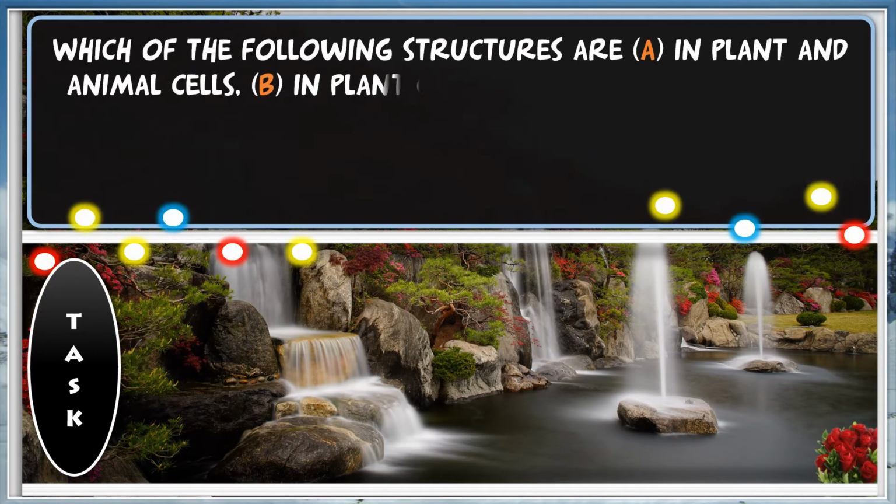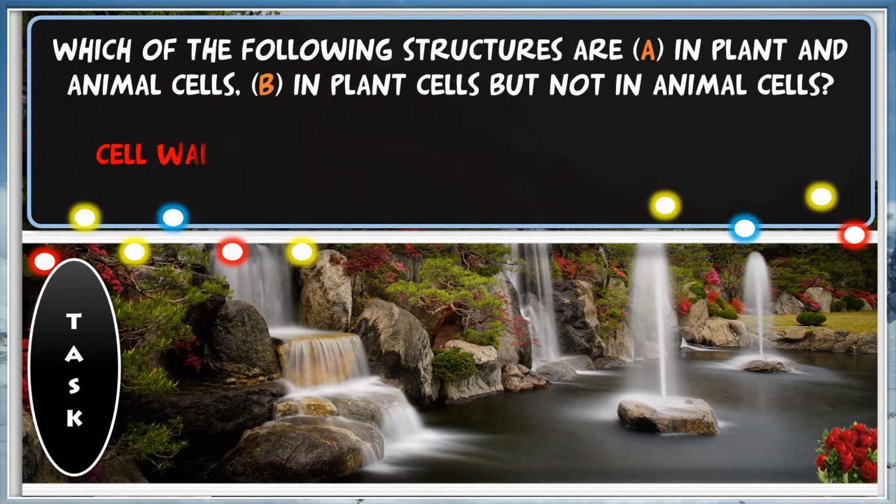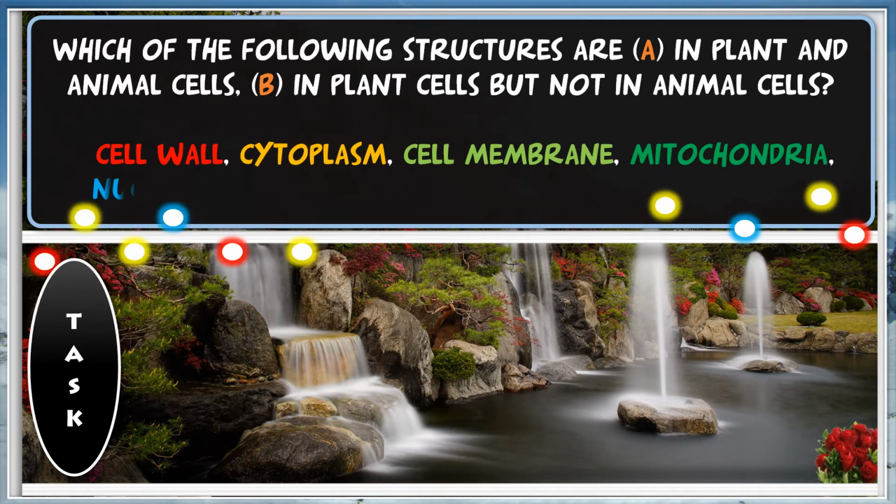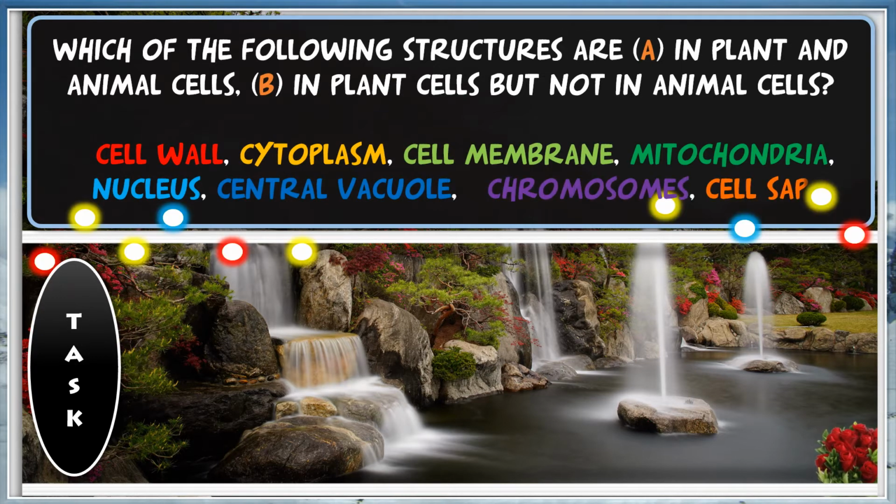Which of the following structures are A. In plant and animal cells, B. In plant cells but not in animal cells? The structures are cell wall, cytoplasm, cell membrane, mitochondria, nucleus, central vacuole, chromosomes, and cell sap.